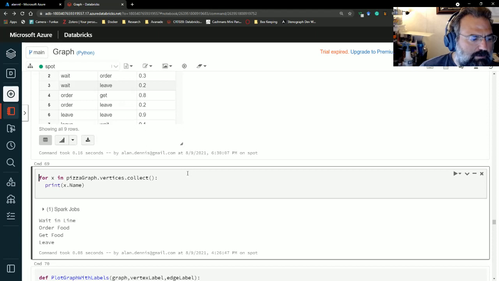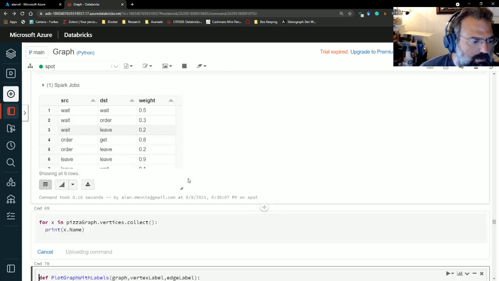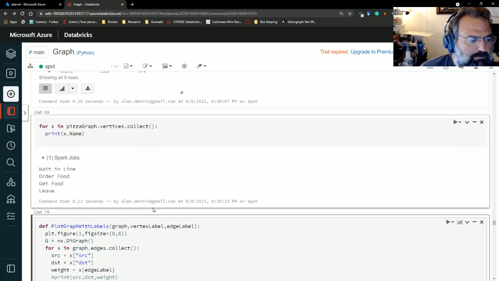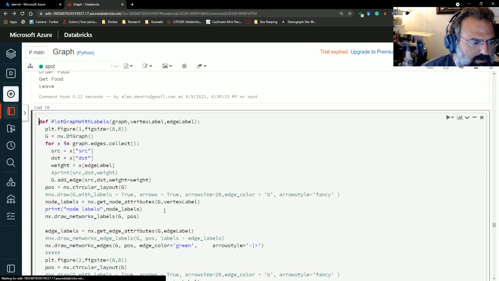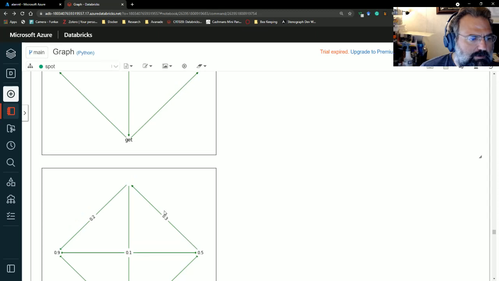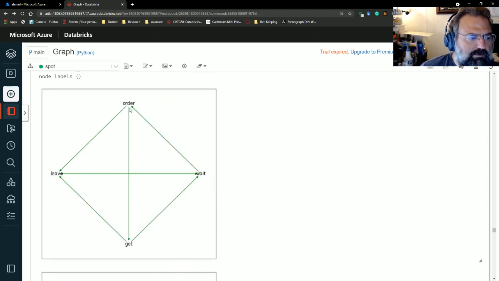So then we can construct a graph and basically print everything out of those vertices. So the same sort of thing. And we can plot it in a prettier way, somewhat prettier. And so here we can actually see the edges, right? So you wait, and you order, or you leave, or you get your food. You get your food, you either wait or leave, and so on. So you can see the direction of the arrows in this plot.